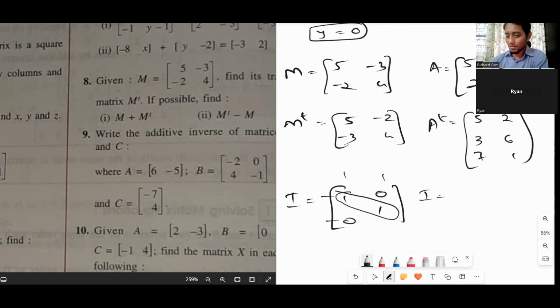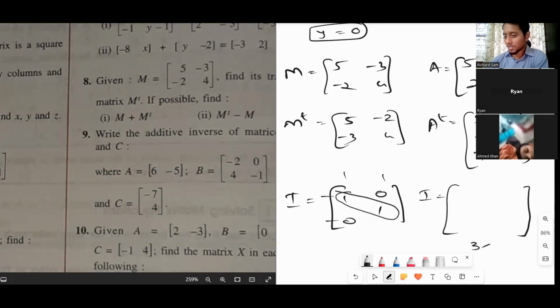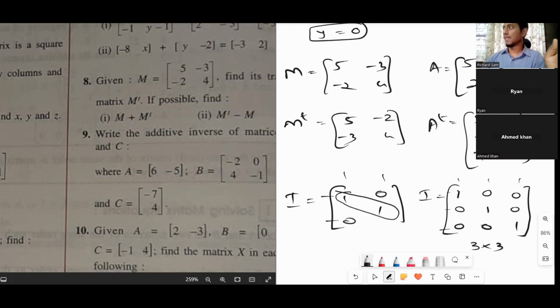How will an identity matrix of size 3 rows and 3 columns be? 3 rows, 3 columns are written like this. 3, we don't read this as "into", we read this as 3 by 3. So 3 rows and 3 columns. So the leading diagonal, that is these numbers, will be 1. Everything else will be 0. So 1, 1, 1. Everywhere else 0. Clear what's an identity matrix?